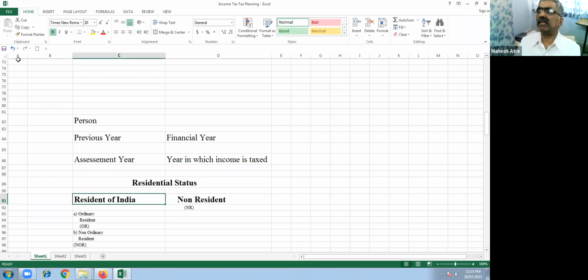Now, just for a minute, this has nothing to do with the citizenship of India. A person may be a citizen of India, but his stay in India may be less than 182 days, so he becomes a non-resident. So try to understand, the definition of residential status has nothing to do with the citizenship of India. He may be a citizen of India or may not be a citizen of India. The residential status is determined on the basis of the number of days of stay in India. So please try to understand, don't confuse residential status with citizenship of India.